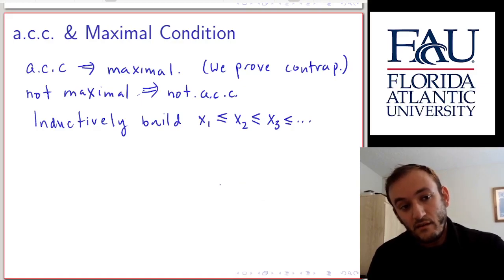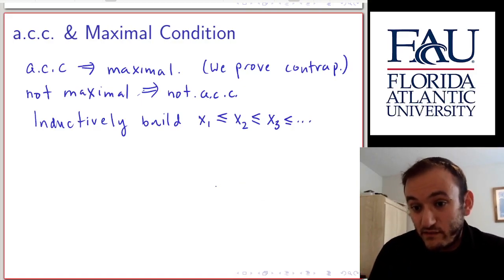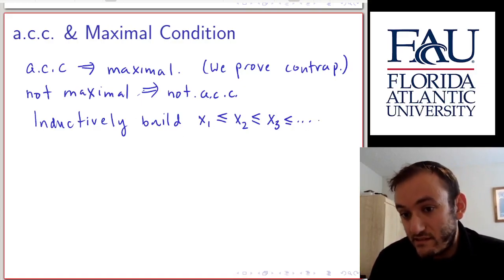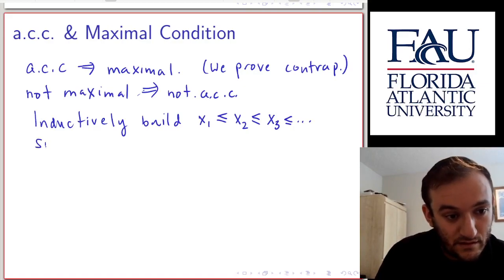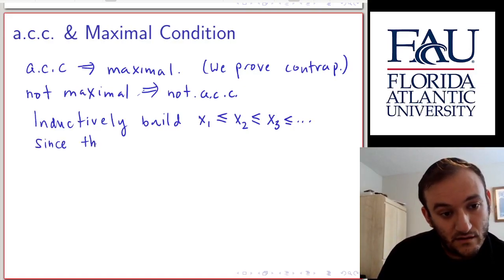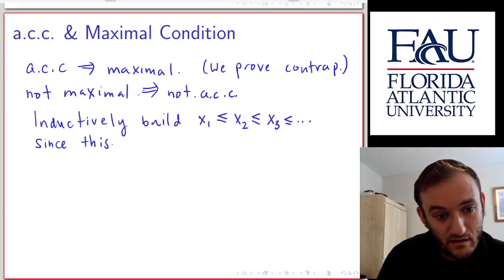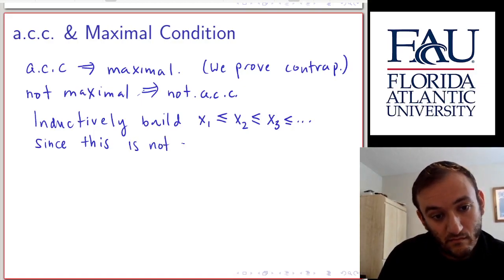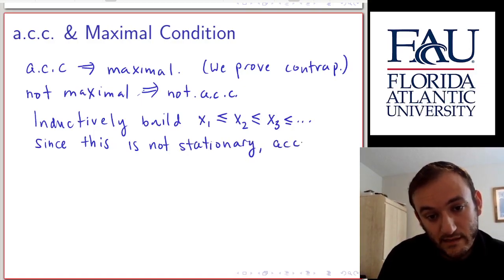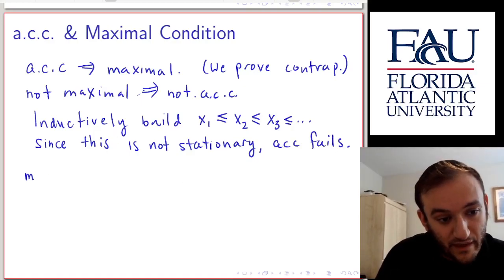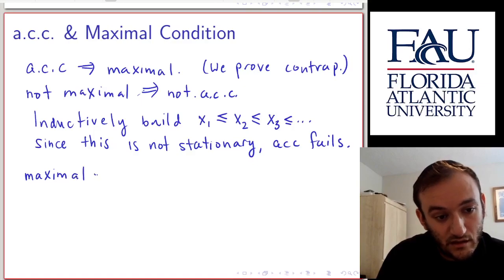But then if this satisfied the ascending chain condition, we would have that this stabilizes. Since this does not stabilize, since this is not stationary, ACC fails. Okay, so that's one direction. The other direction, if you have the maximal condition, that implies the ACC. This way is a bit easier.